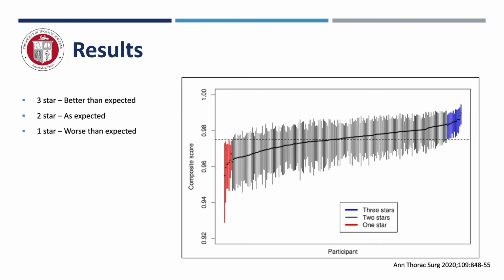The composite scores and associated confidence intervals are shown graphically here, with the composite score plotted on the y-axis. The horizontal dashed line represents the mean composite score. Those programs for whom the composite score is below the mean and the confidence interval does not overlap with the mean are shown in red. These programs are one-star programs or performed worse than expected. Those programs whose composite score lies above the mean without overlap of the confidence interval are shown in blue. These are 3-star programs. The remaining programs, shown in black, are 2-star programs, namely those for whom the confidence interval of the composite score overlaps with the mean composite score.